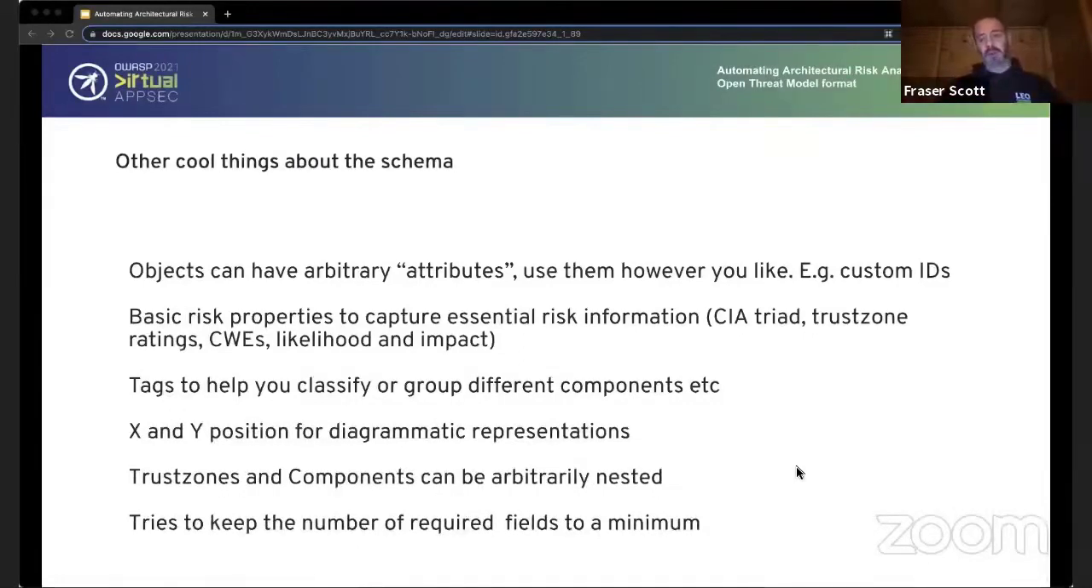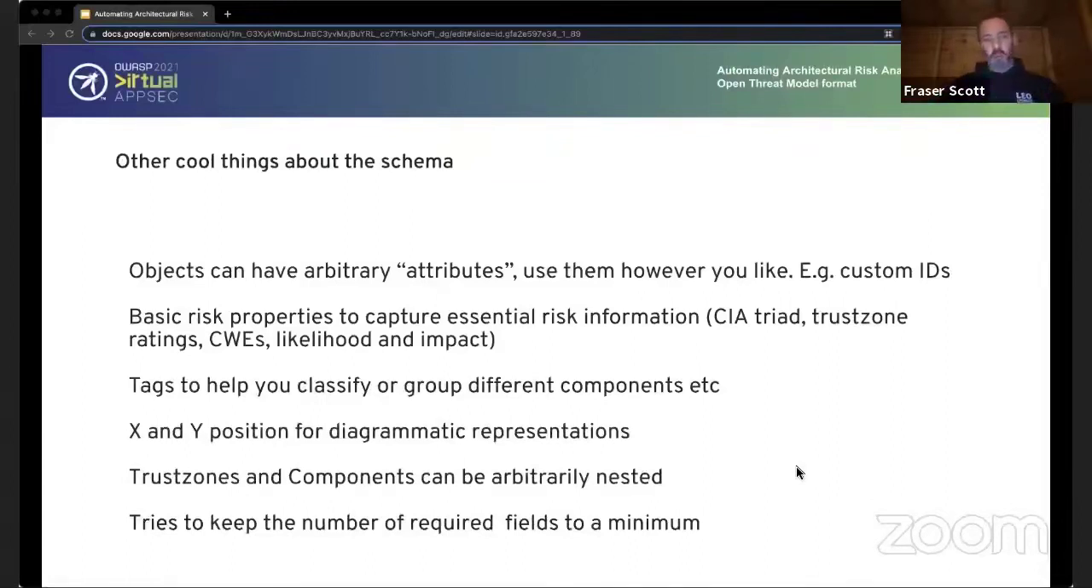But if I've got something like a Visio diagram that represents a threat model, then I probably want to preserve the X and Y coordinates. So the diagram representations allow you to specify size and height, and therefore we can have X and Y components for some of those components. And another interesting thing is that trust zones and components can be arbitrarily nested. So I may have a component within a component within a trust zone, within a component within a trust zone, for example.